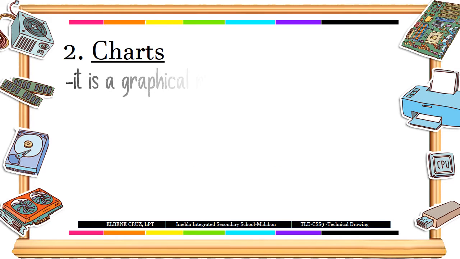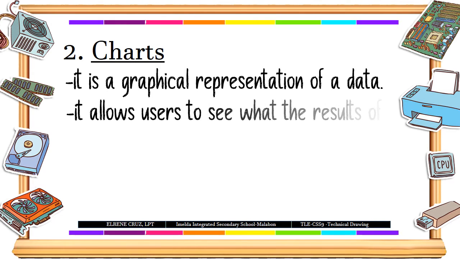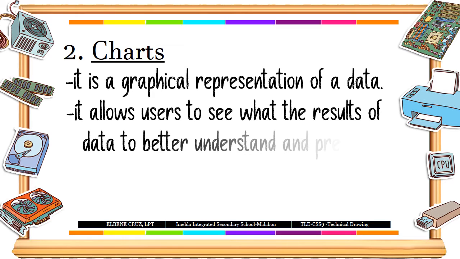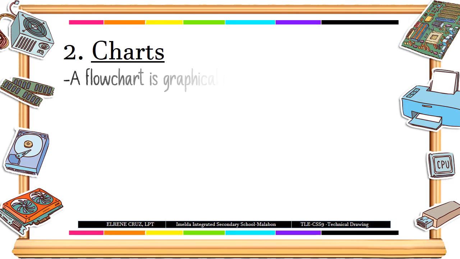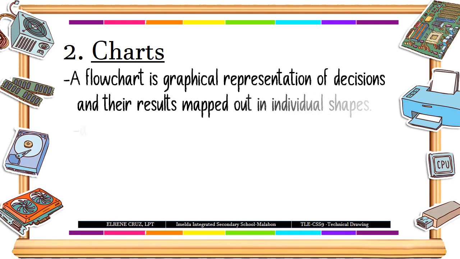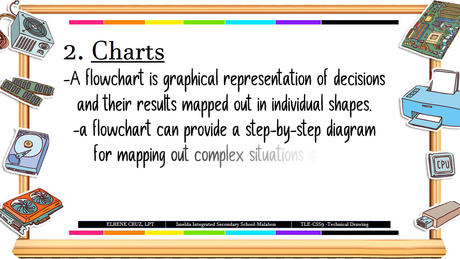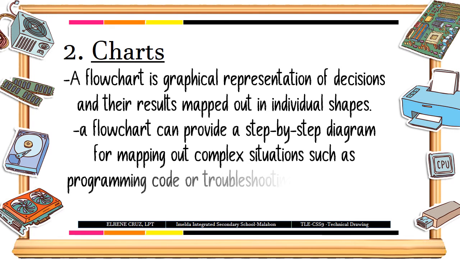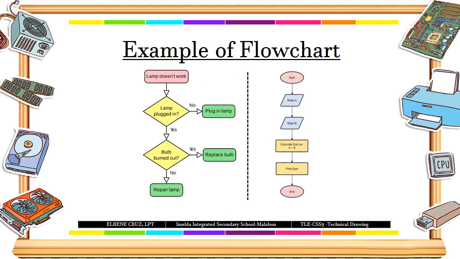The second type of technical drawing is the charts. A chart is a graphical representation of data. It allows users to see the results of data to better understand and predict current and future data. An example of a chart is a flowchart. A flowchart is a graphical representation of decisions and their results mapped out in individual shapes. A flowchart can provide a step-by-step diagram for mapping out complex situations such as programming code or troubleshooting problems with a computer. These are 2 examples of flowchart.